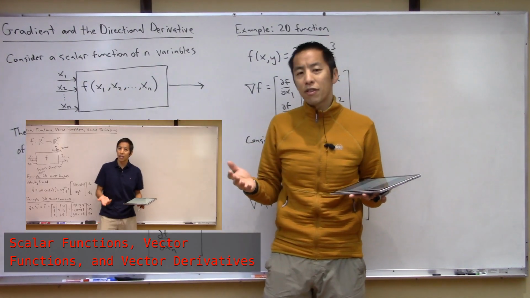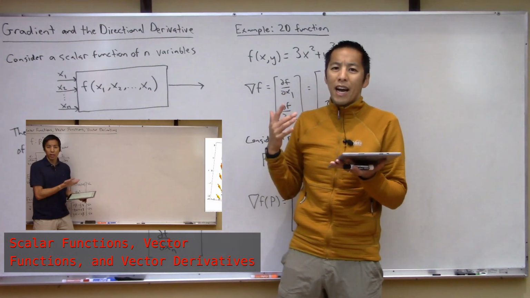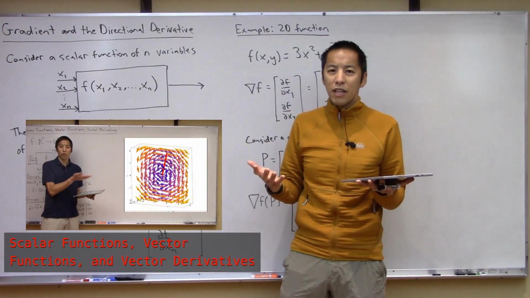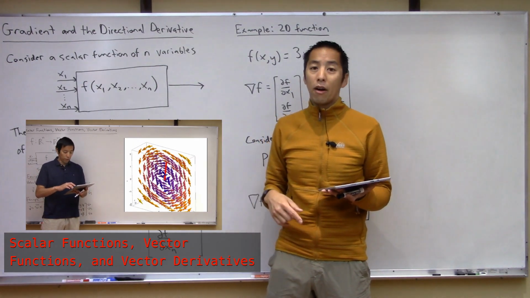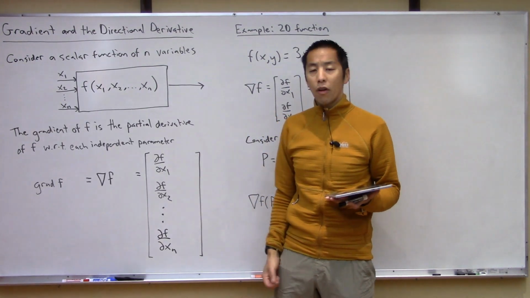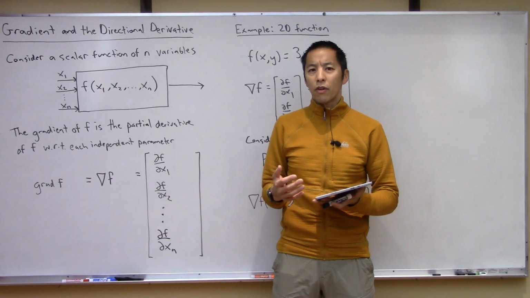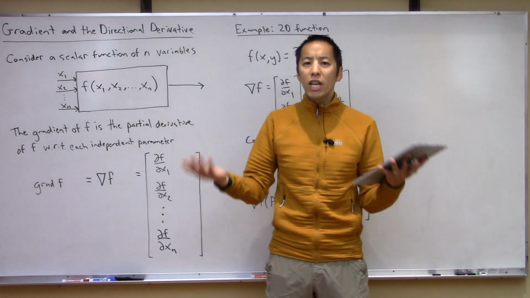We had a dedicated video discussing scalar and vector functions, but again, this is pretty much the simplest idea that you could have, where you've got a function, n things go in, one thing comes out. Okay, so that's the idea with the function. Now let's ask ourselves, what does it mean to have the gradient of the function?